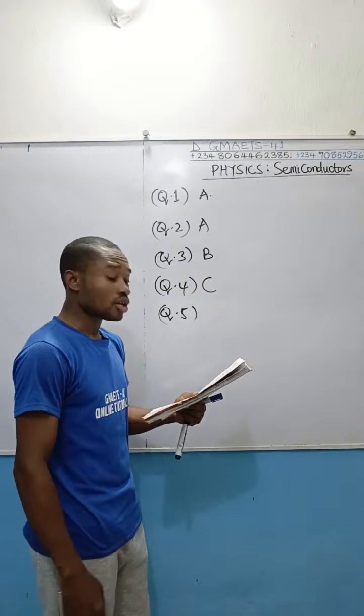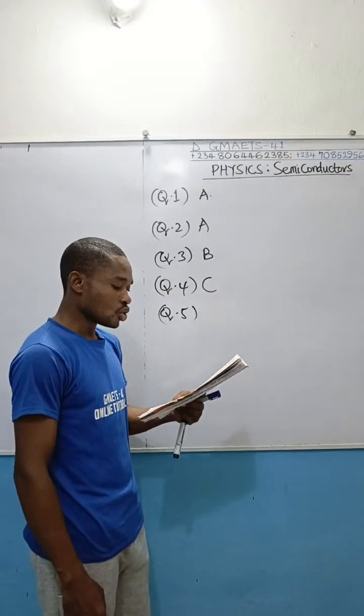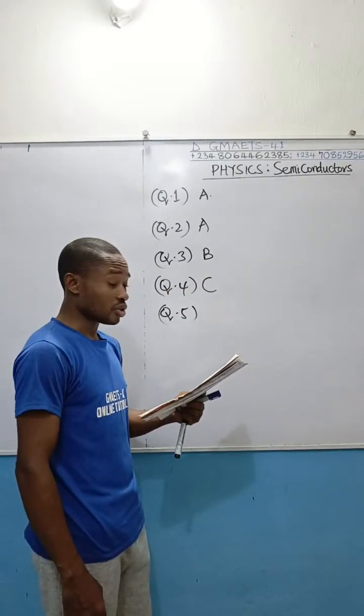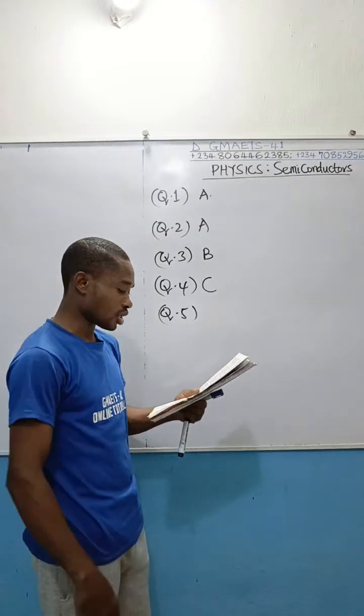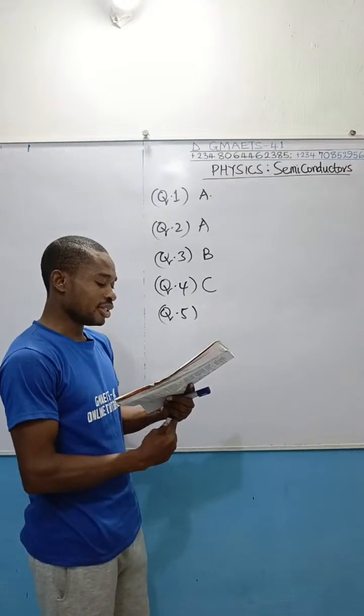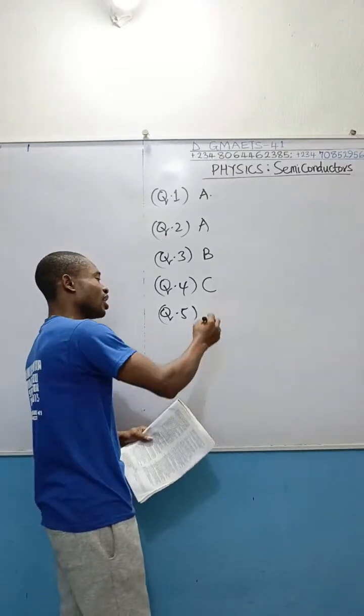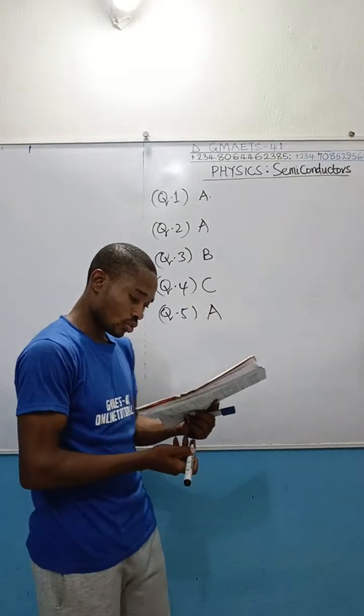A. Electrons and holes. And that's the answer. B. Holes only. No. C. Ions and electrons. No. Ions have no business in semiconductors. Under electrolyte, we talk about that. Then D. Ions and holes. The correct answer is A. Electrons and holes.